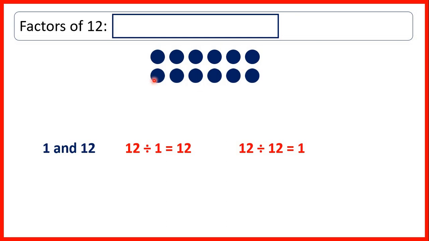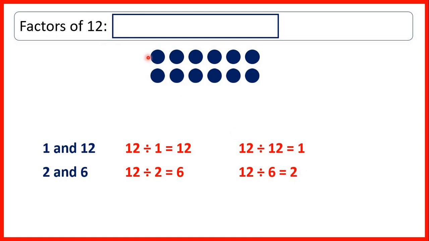We could have 2 rows of 6. So 2 and 6 are also factors of 12. 12 divided by 2 is 6 with no remainder, and 12 divided by 6 is 2 with no remainder.